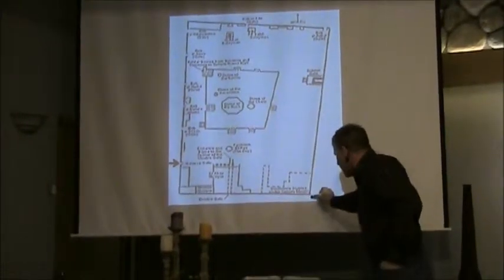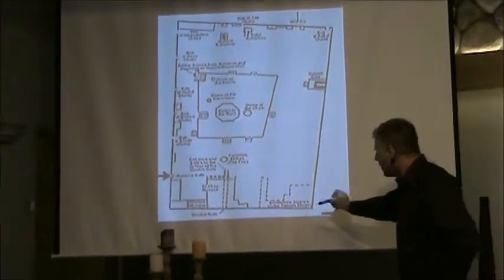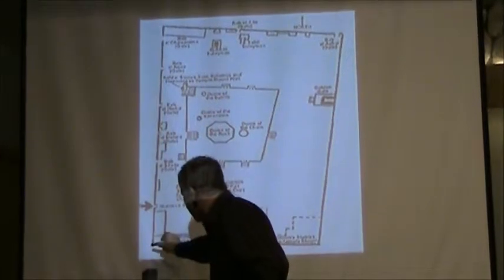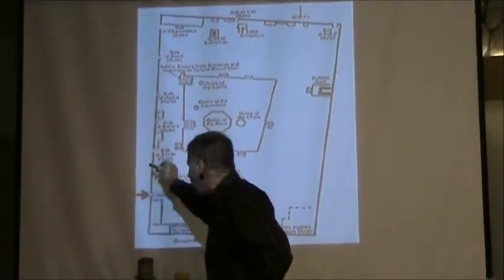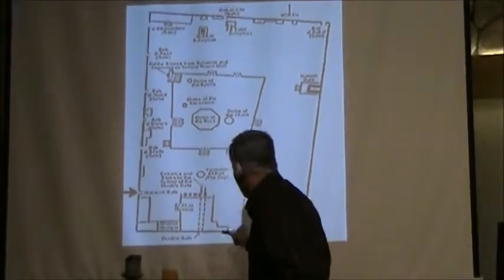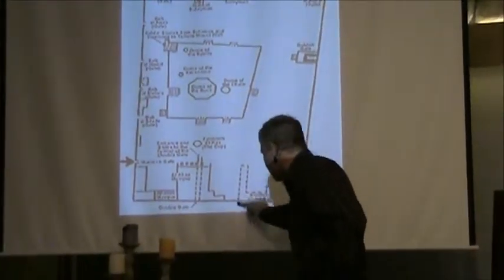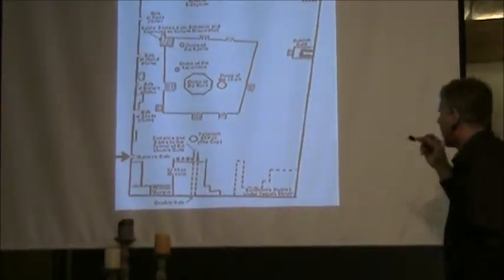This is the southeast corner of the Temple Mount. This is the southwest corner of the Temple Mount. I'm going to show you a road that runs right along here in just a second. I'm going to show you the steps that come right up in here and the foundation stones of the wall right here. Next slide, please.